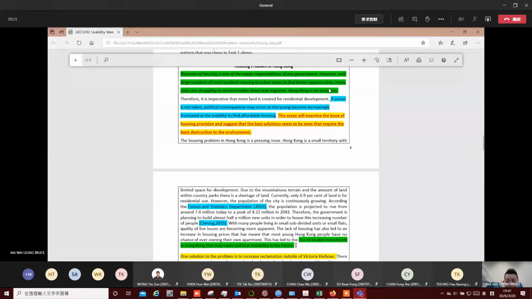So can you recognize this part, the second section here? The second section is the problem explanation. How do you feel about this problem explanation? Do you think this is quite thorough and detailed? I think this is quite thoroughly discussed.